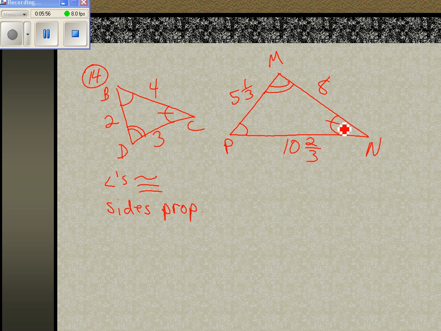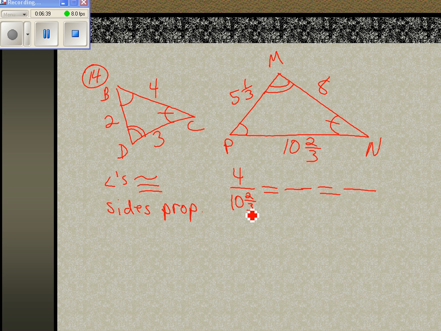Now, we match these up, and the easiest way to match them up when they're giving you something like this, which we won't be able to do after today, is to match up the longest side here to the longest side over there, shortest side here to the shortest side over there. And we're just going to set up ratios, and they should all be equal to each other. What's the longest side in this first triangle? 4. So it should match up to what in the other one? 10 and 2/3, very good.